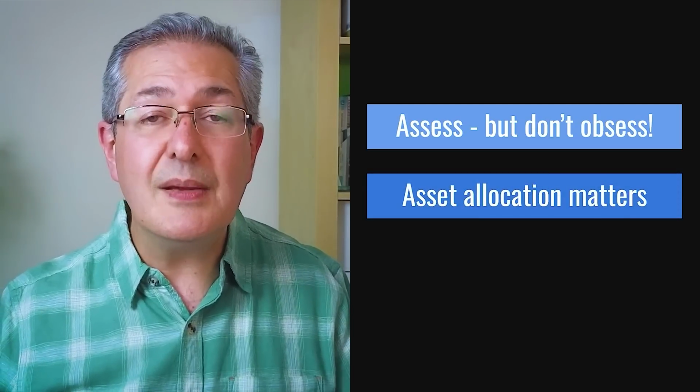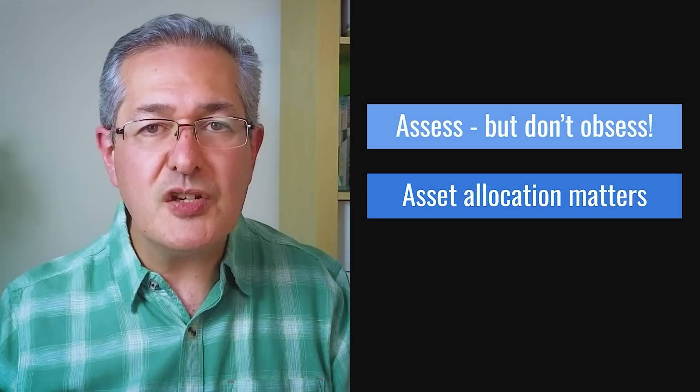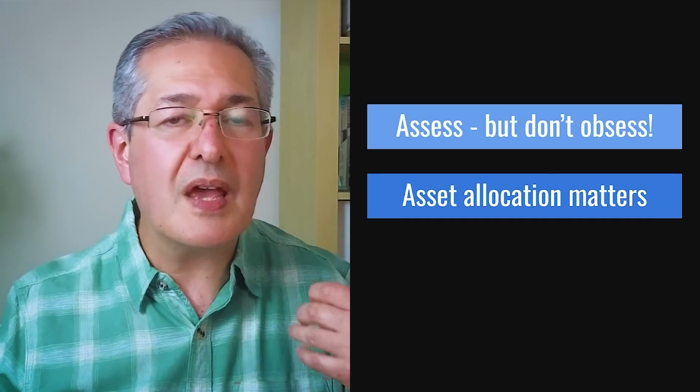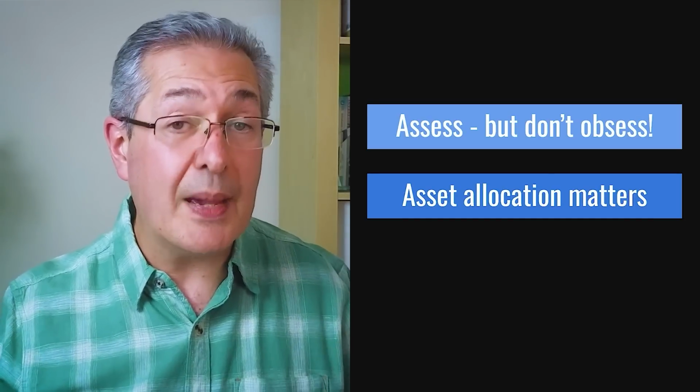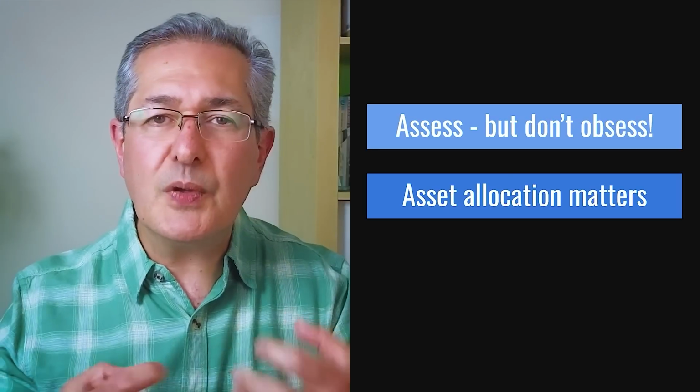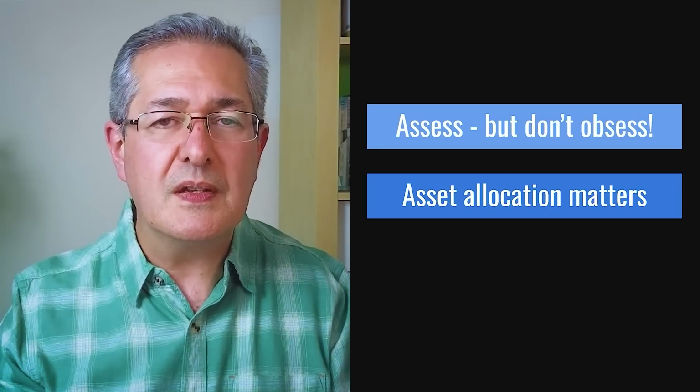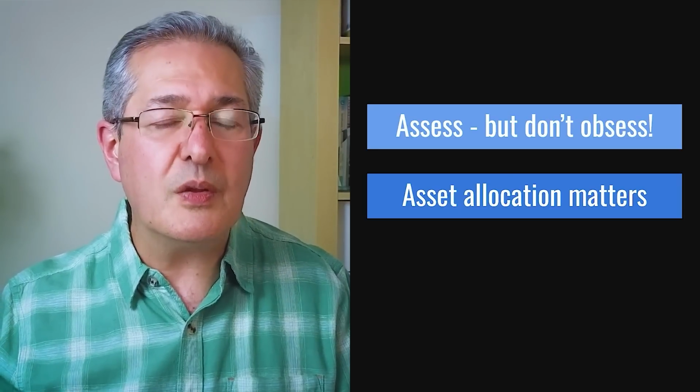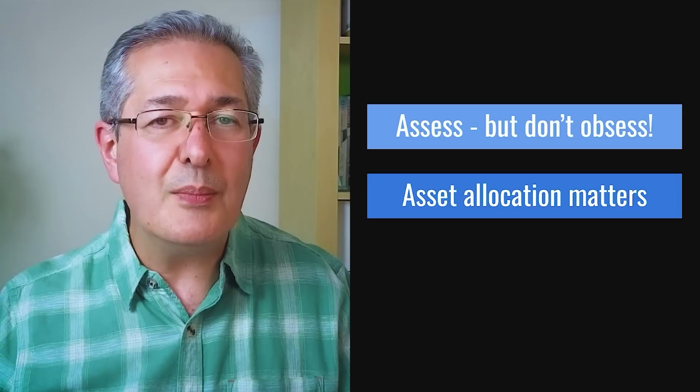Secondly, I think it's really important to understand asset allocation. How much have you got in stocks, how much in bonds, how much in cash, how much in property, and how will that affect your future returns? Understanding those long-term returns that we saw in that table is very important.